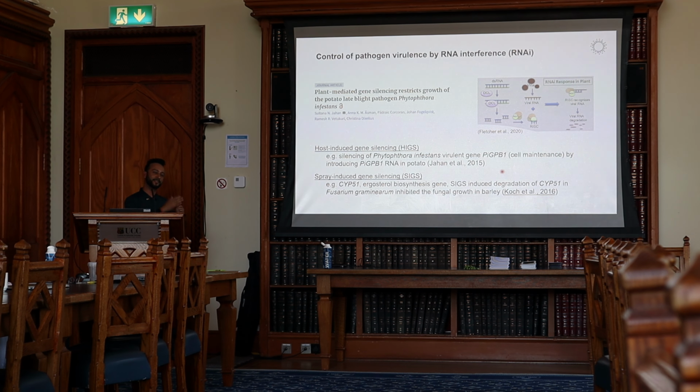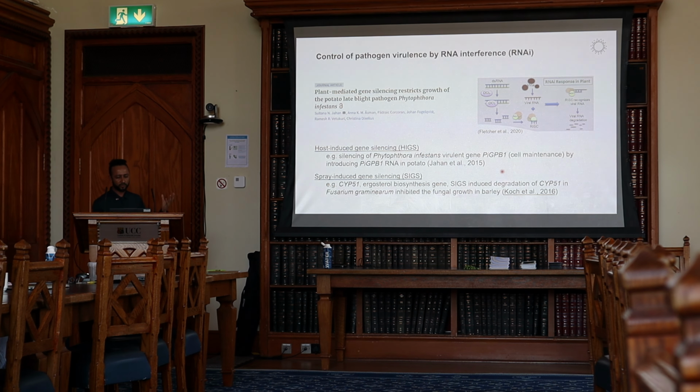Then the magic happens. It helps to degrade that complementary strand from the double-stranded messenger RNA of the pathogen. Just like vaccination, how the mechanism of vaccination works, it's just like that. So it allows the degradation of the virulence factor from the pathogen so that the disease cannot happen, right?